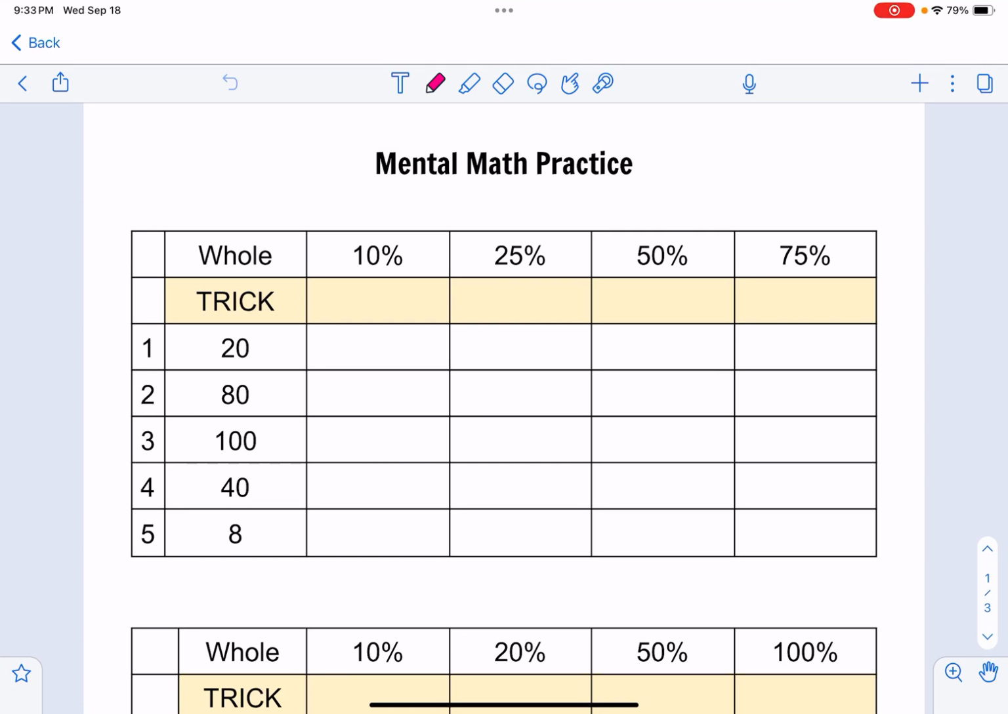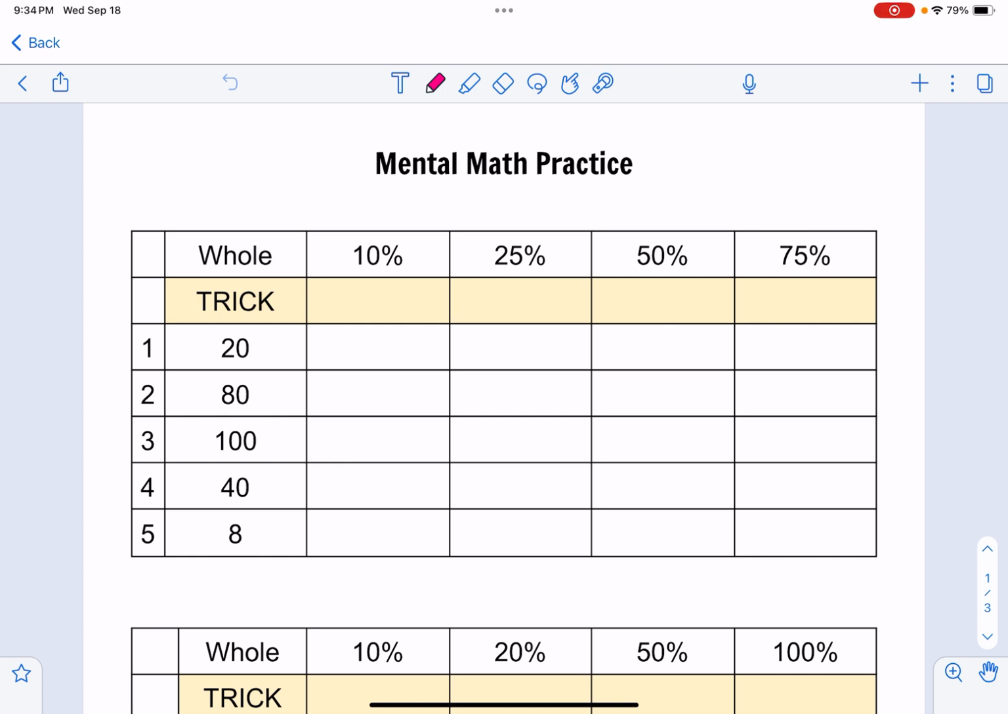Hey everybody, so we are going to be talking about how to find percents of a number just mentally using mental math. This is a really important life skill because when you are finding percents of a number for the rest of your life, you don't always want to have to pull out something to write on and set up a proportion and find the percent. You just want to be able to do it in your head, and this is how most adults find percents actually.